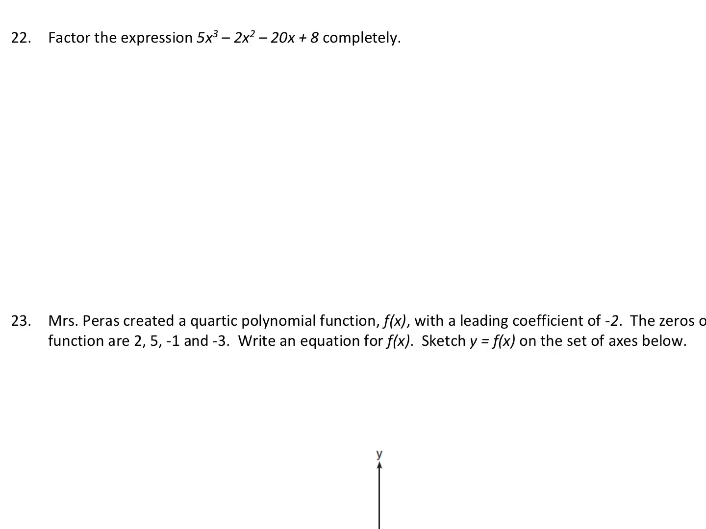Okay, so moving right along. Number 22, factor the expression completely. Okay, so you first want to look and say, is there anything I could factor out of all 4 terms? And there's not. So if we have 4 terms, we know we're going to jump into grouping. So if I group together these first 2 terms, it looks like I could pull out just an x squared. Okay, and that's going to leave me with 5x minus 2.